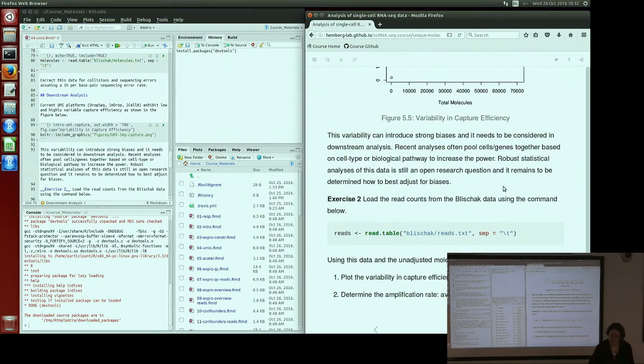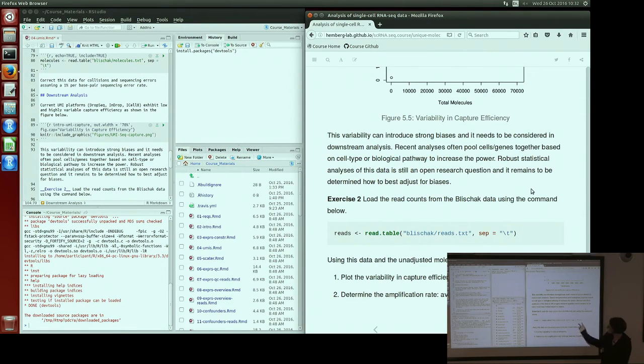Right, so I've been talking about this problem. In recent analyses, most people end up pooling cells and genes together, based on cell type or, for genes, biological pathway, to increase your power to detect things, because you have this problem with detection rate. But robust statistics for dealing with this large spread of detection rates is still an open question. So there are no good methods for dealing with that at the moment.